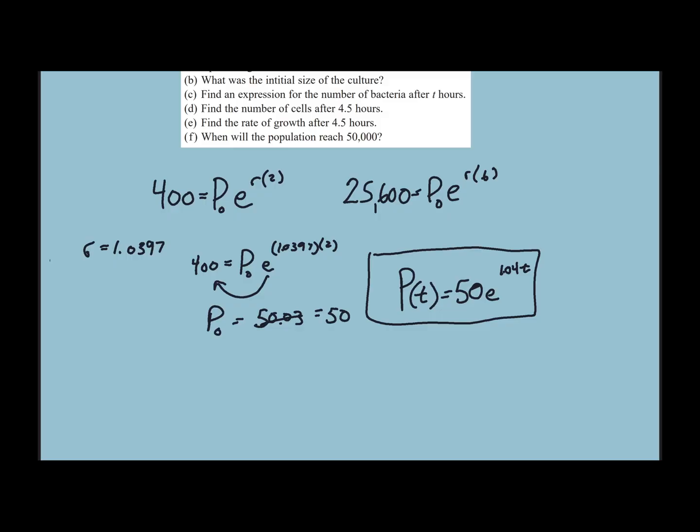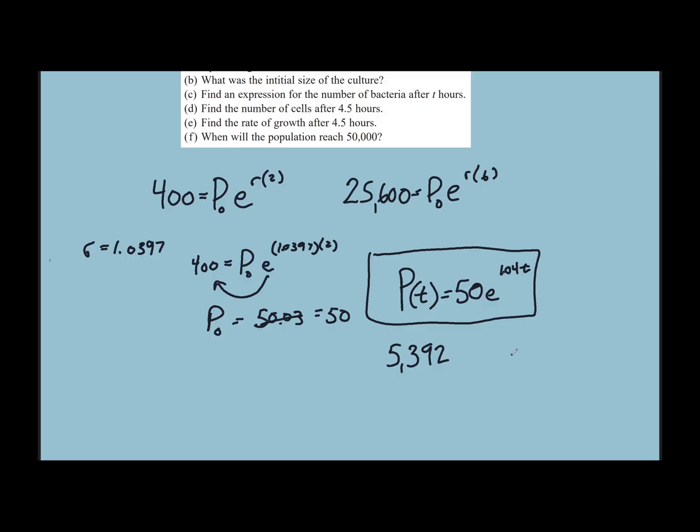The answer that I got for that was 5,392. I want you to notice how fast that is with a growth rate of 1.04. Not really a big number, it seems. 50 bacteria become 5,000 bacteria in 4.5 hours. That's real life stuff right there too. That's not messing around. Then it says find the rate of growth after 4.5 hours.